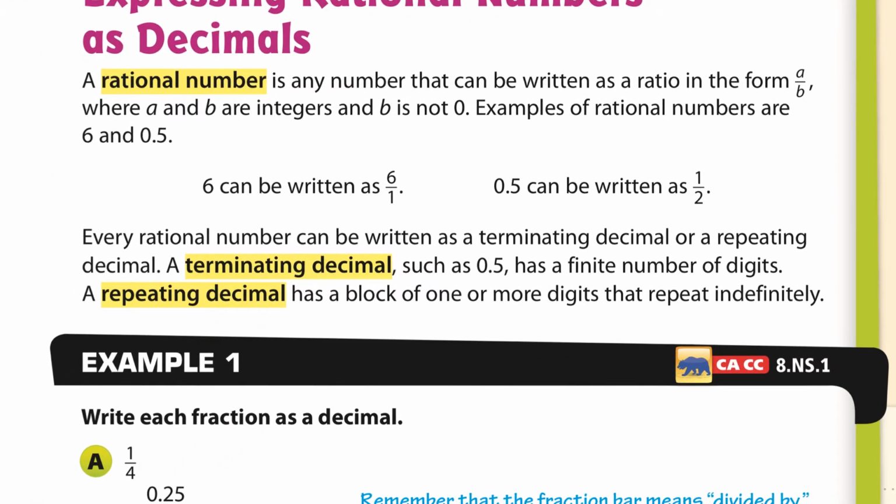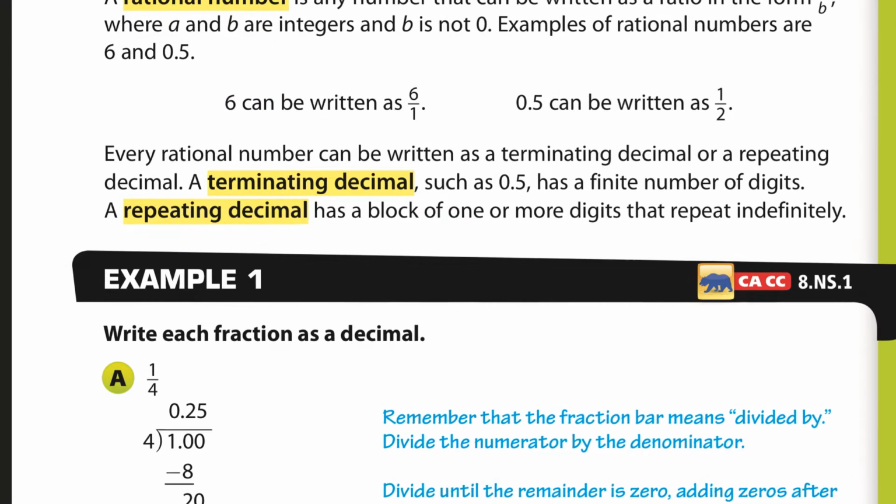Every rational number can be written as a terminating decimal or a repeating decimal. A terminating decimal is such as 0.5, and it terminates or comes to an end. It has a finite number of digits. A repeating decimal is a block of one or more digits that repeats indefinitely. So let's look at this.